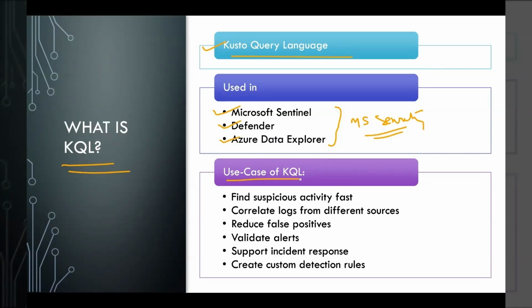Okay, so what is the use case of KQL? Where can we use it? If you want to find suspicious activity fast, correlate logs from different sources like sign-in logs, firewall logs, endpoint logs, and reduce false positives. It is going to reduce false positives because it provides the correct answers to your questions. Then validate alerts. If you want to dig deeper into the raw logs, you can write your KQL queries and validate the alerts. And then support incident response. If you're doing incident response and want to find the real culprit or threat, you can write KQL queries. And also create custom detection rules.